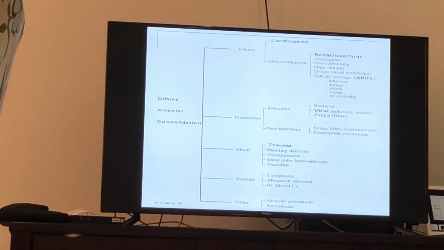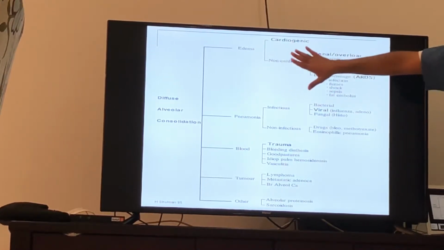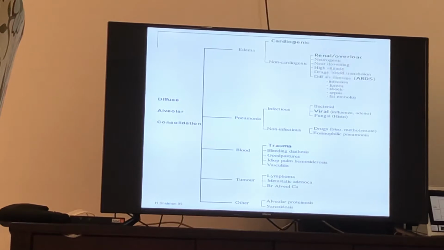So diffuse alveolar, basically what I want you to come out with is that if there's diffuse bilateral alveolar, the first X-ray, then there's edema. It's either cardiogenic or non-cardiogenic.